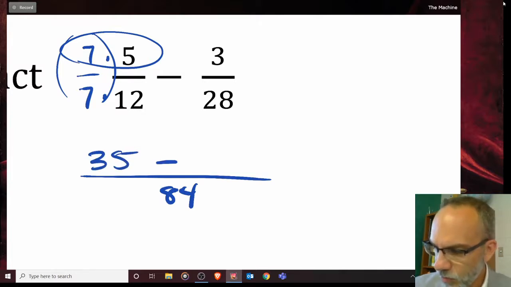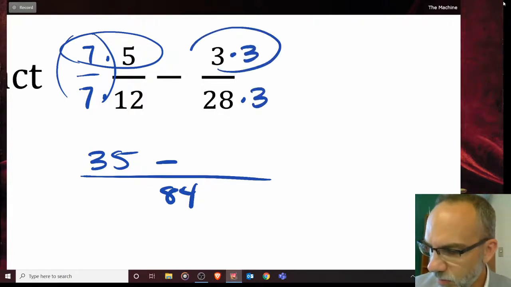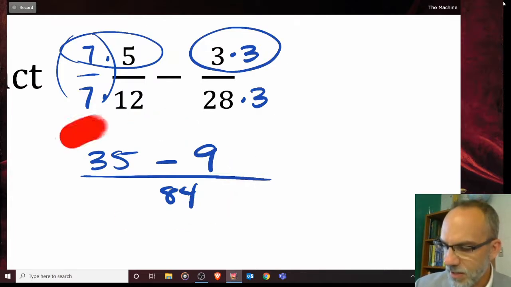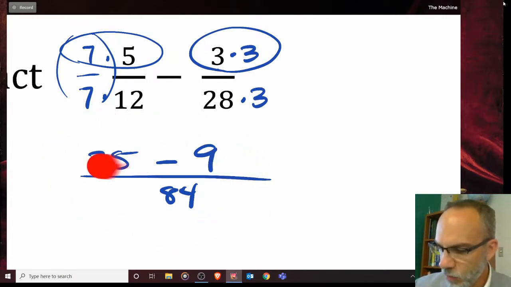Minus, what do I multiply 28 by to give myself 84? I think that's 3. So multiply this top by 3. So there we go, that's 9. Now notice I've written it all over a single denominator, and I'm doing just my operation on the numerators. That's crucial.